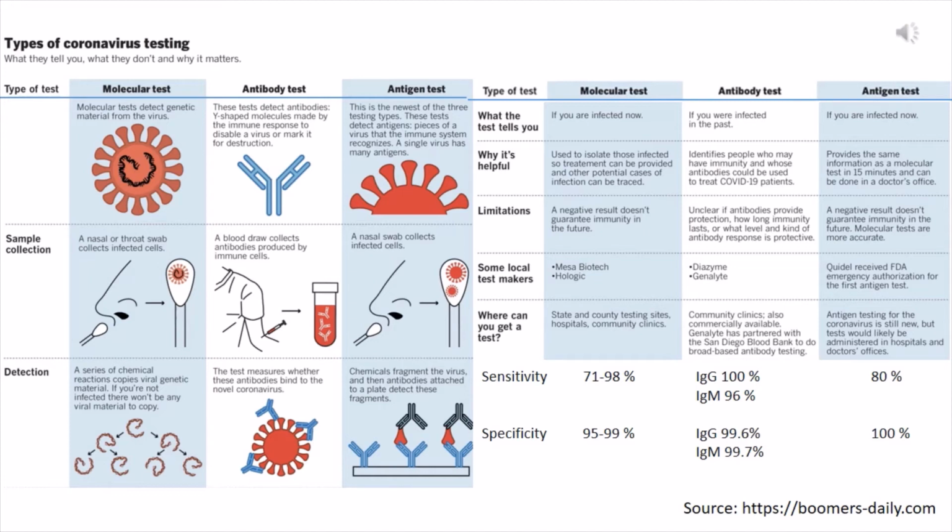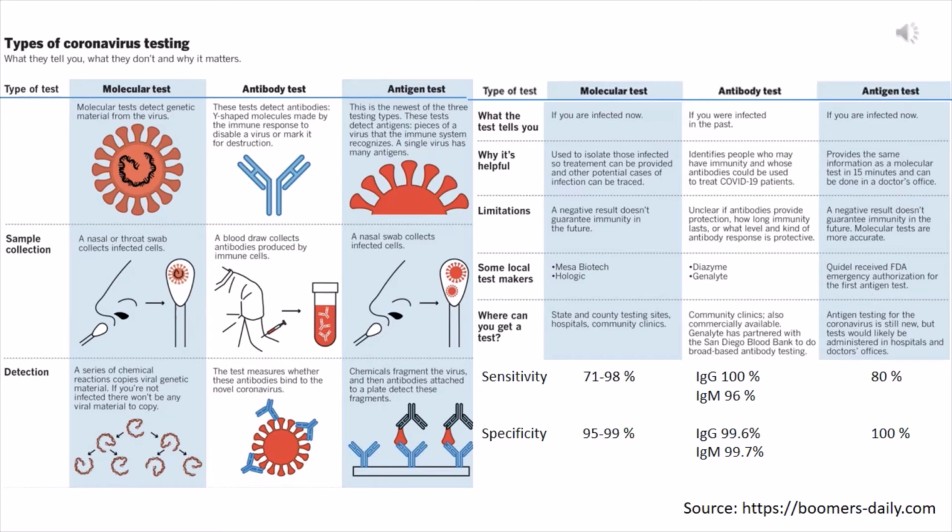The test is useful to isolate those infected so treatment can be provided and other potential cases of infection can be traced. It is also called PCR or RT-PCR test. Sensitivity of the molecular test is in the range of 71 to 98% and specificity 95 to 99%.